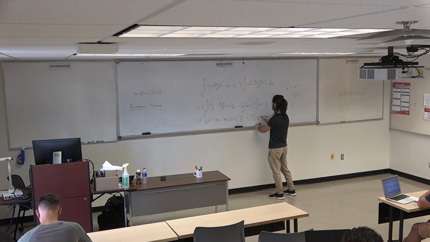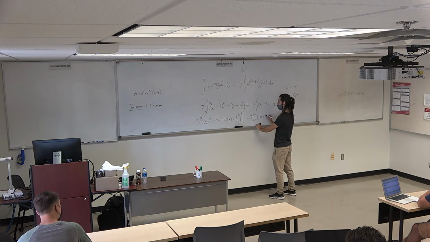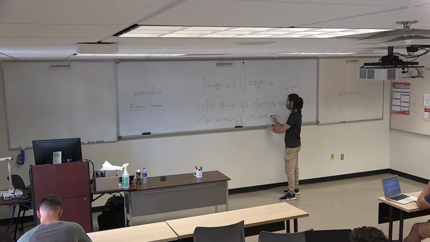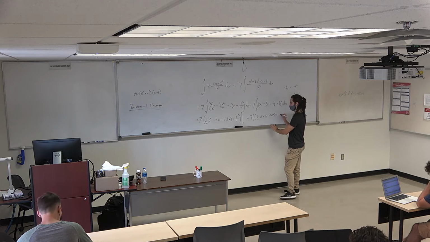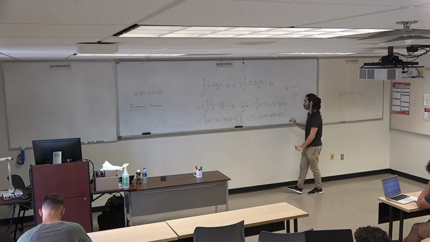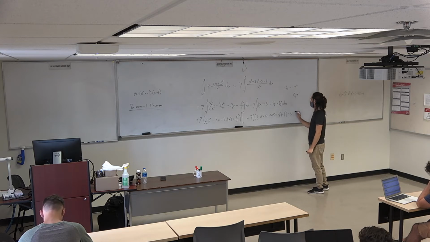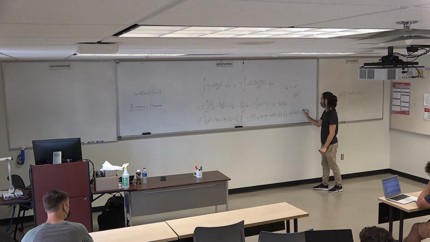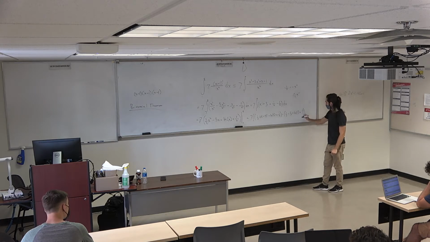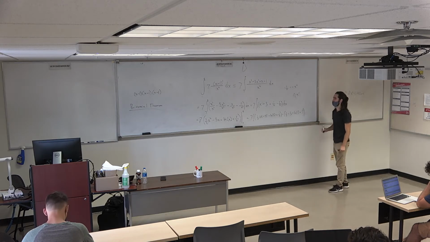1/2 times 5 squared minus 3 times 5 plus the natural log of 5 plus 1/5, minus, plugging in 1, 1/2 times 1 squared minus 3 times 1 plus the natural log of 1 plus 1 over 1. There we go.